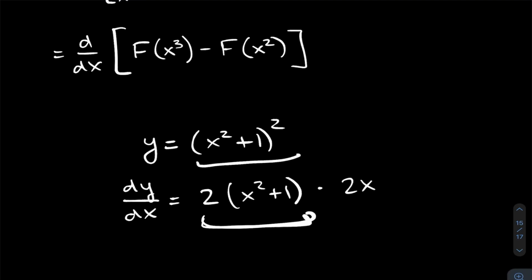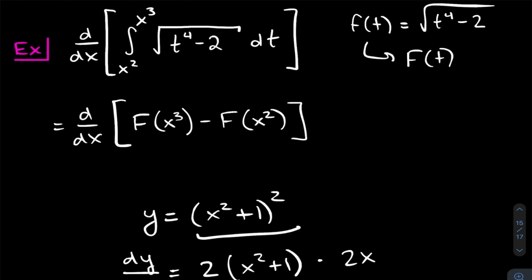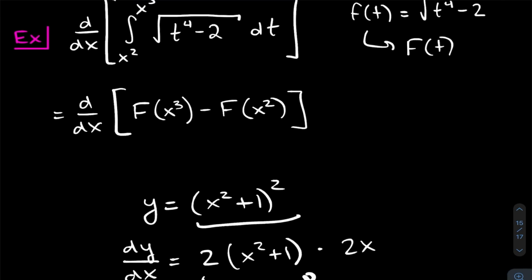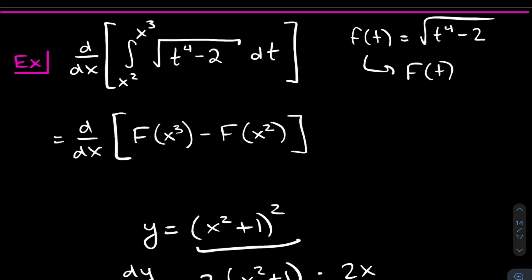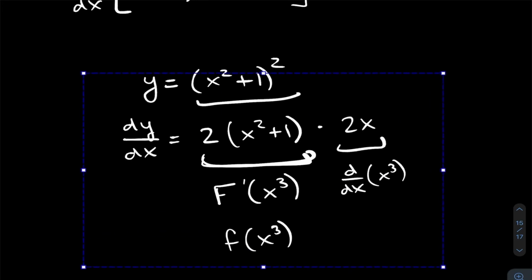This guy is like the derivative of capital F of x cubed, which, by the way, is F with a little prime there, and that's going to be just f of x cubed. It's going to be this function with an x cubed plugged in, right, x cubed plugged in for a t. And then you have the derivative of the inside. That right here, that's the derivative of x cubed. I'm trying to draw that example and show you what's going on.